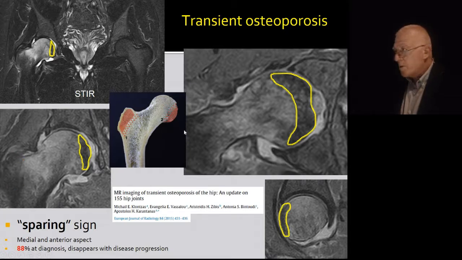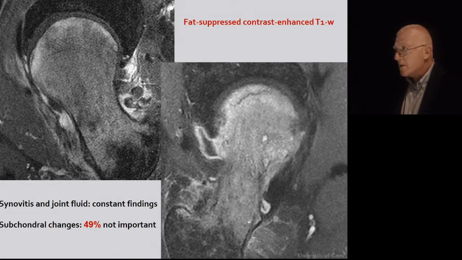In addition, almost always we have synovitis in these patients. That means joint fluid effusion with some thickening of the synovium and contrast enhancement. In half of the cases, we see these low signal intensity, irregular lines in the deep subchondral area, which are thought to represent reversible insufficiency microtrabecular fractures. They are not clinically important.